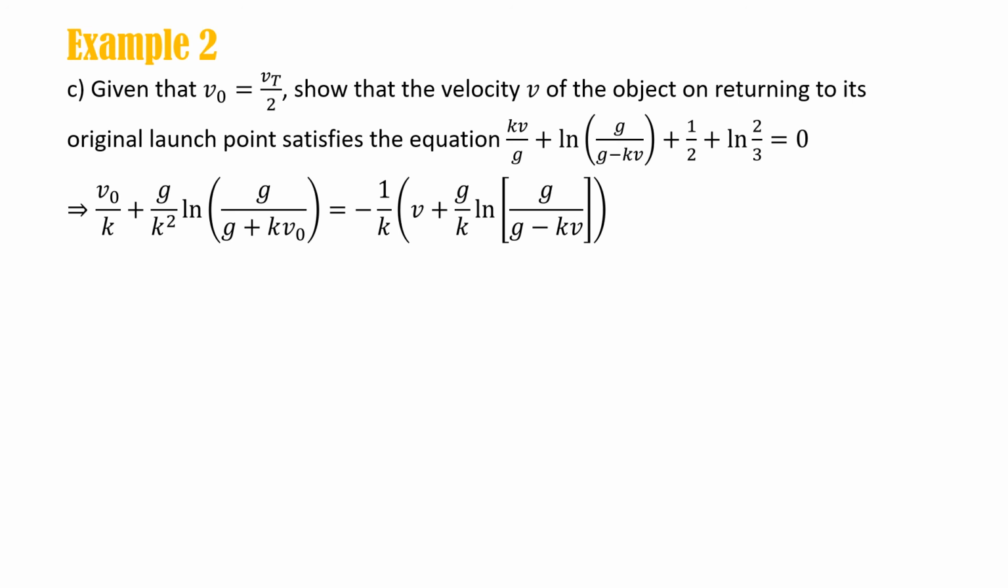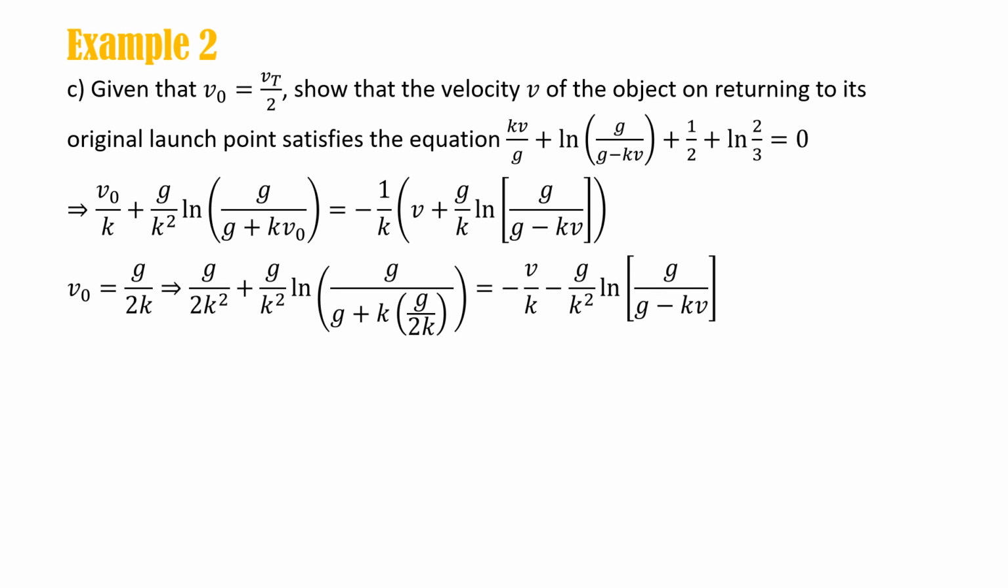Well, we know that our initial velocity, V0, was going to be g on 2k. So we can substitute that in. So all my V0s are going to become g on 2k. So we're going to get (g over 2k) squared plus g over k squared times the natural log of g over g plus k lots of g on 2k, being equal to all of that.